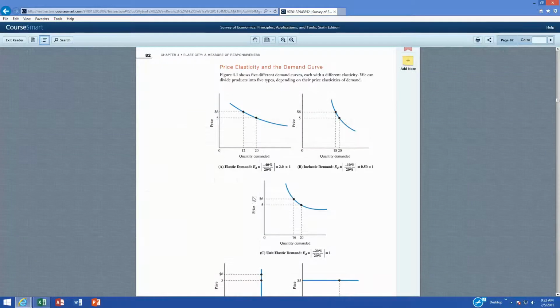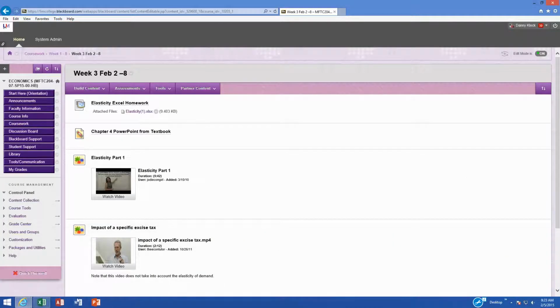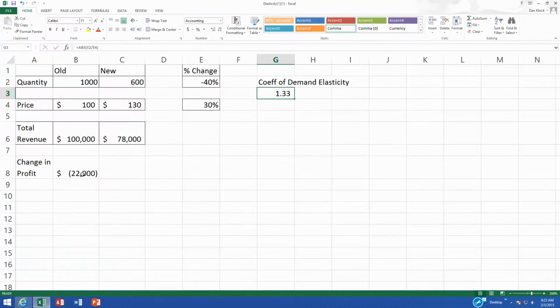If I go back to my textbook, here, this is page 82. Now we're looking at this one, where the percent change in quantity is greater than the percent change in price. It's greater than 1. And this is a bad case scenario, right? This is where my slope is more flat. So if I go back to the Excel file, I can see that my new profits are 78,000. My old profits were 100,000. This was a mistake because basically people switched to some other substitute good.